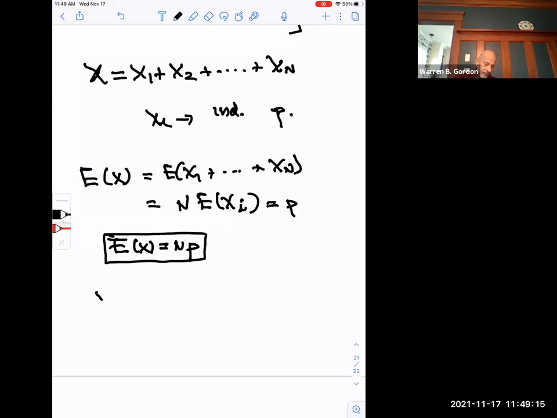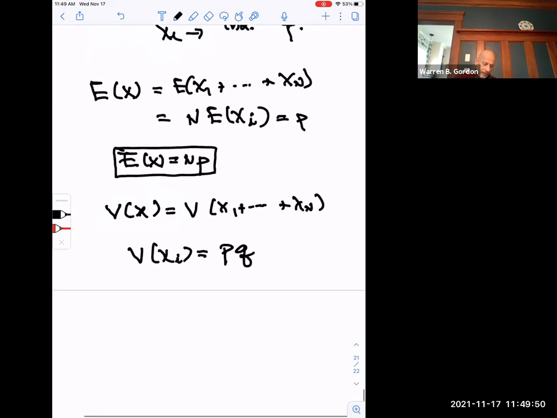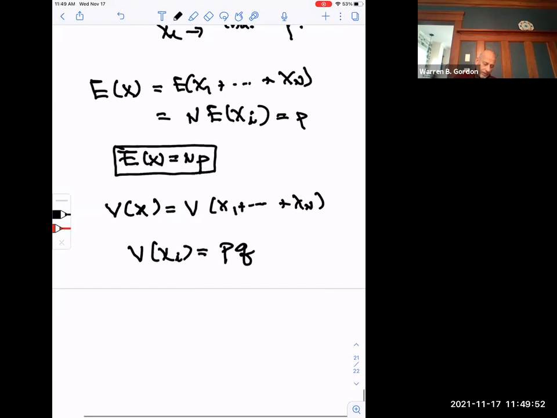Similarly, V of X for an indicator random variable will be the sum of all of them. But we know V of X of I, they're all independent, is equal to, what does V of X of I turn out to be? Well, we know it is PQ. So we get n times PQ.